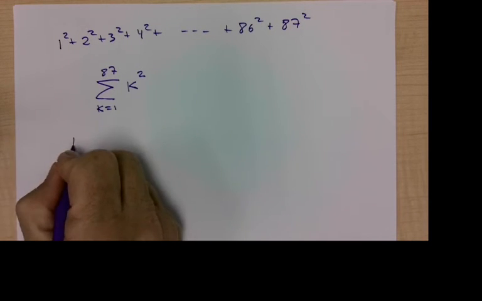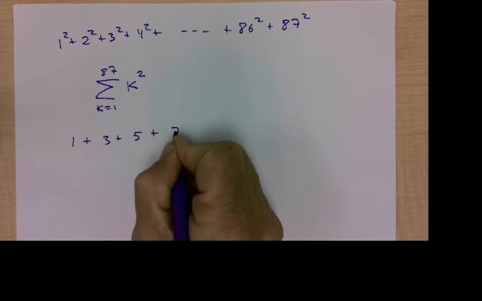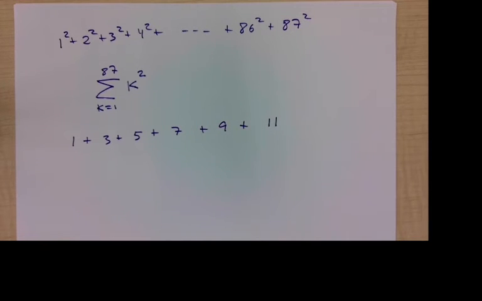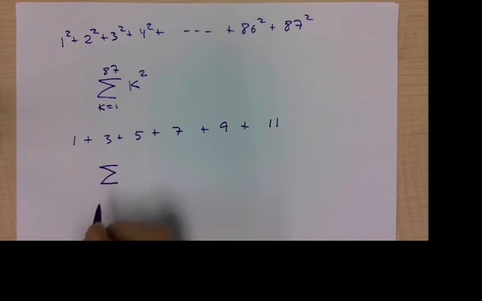What if I had 1 plus 3 plus 5 plus 7 plus 9 plus 11? Well, that's a little trickier for us to do. I need to figure out some way to describe odd numbers. I want to start at 1. In this course, we like our series to start at 1.